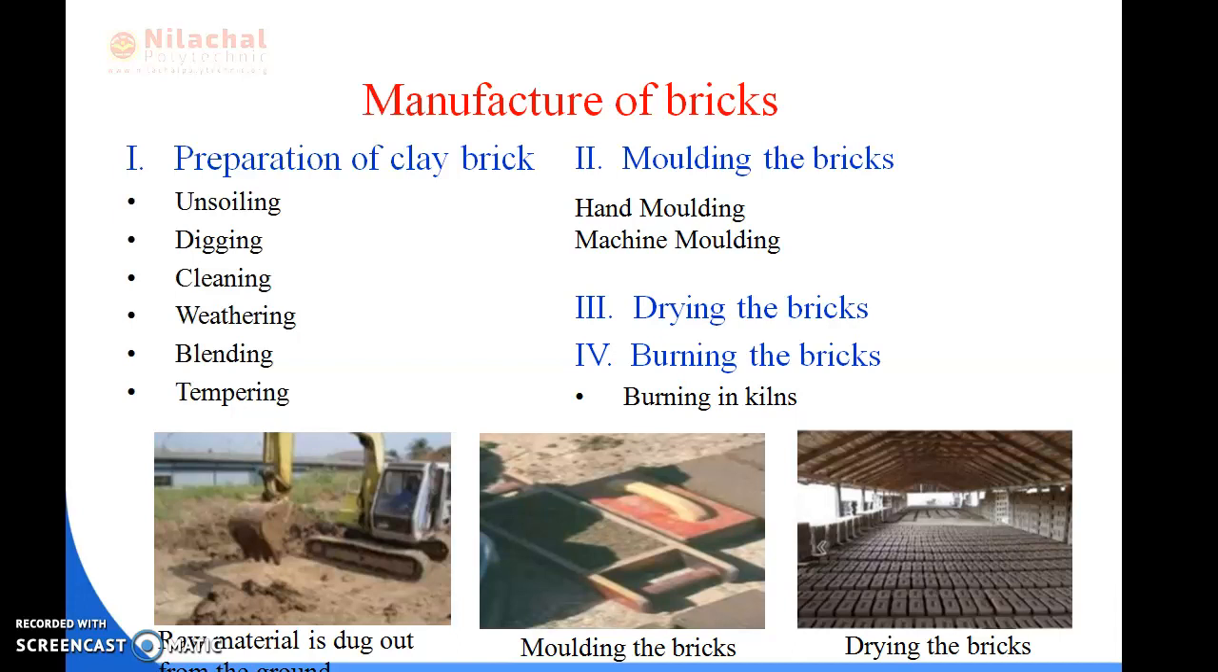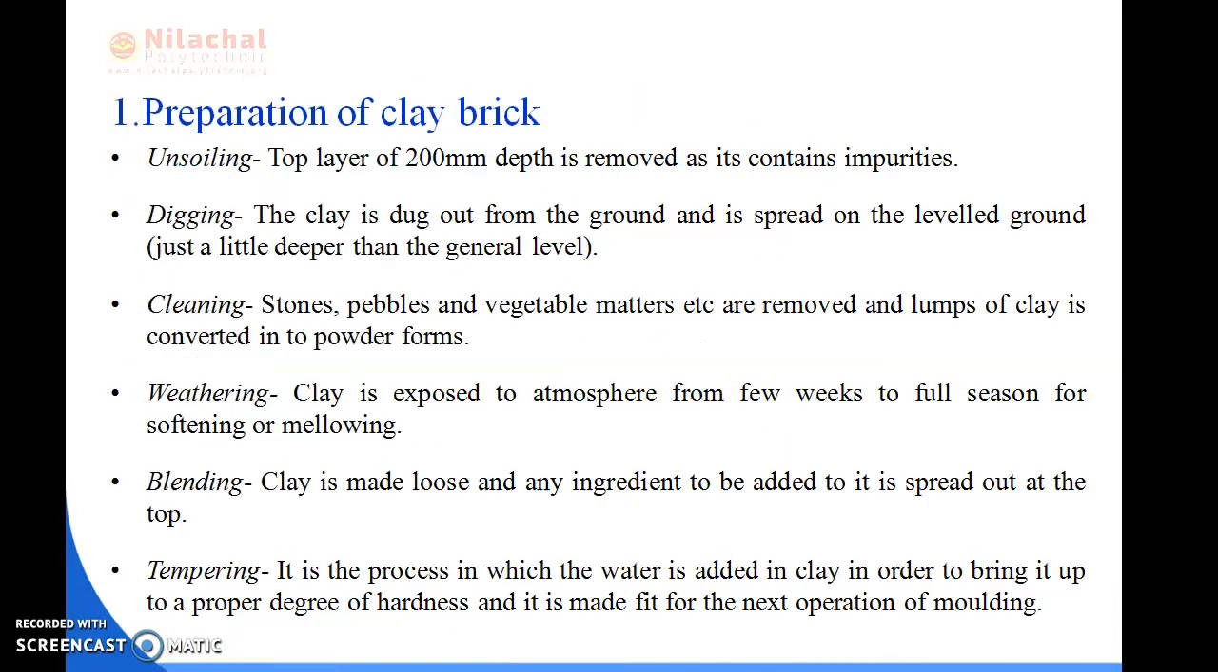In preparation of the clay brick, first a 200 millimeter depth of soil is removed because it contains impurities. Next, the clay is dug out from the ground and spread on level ground. Next is cleaning. After the clay is laid on the ground, we clean out stones, pebbles and any vegetable materials, and any lumps are converted into powder form.